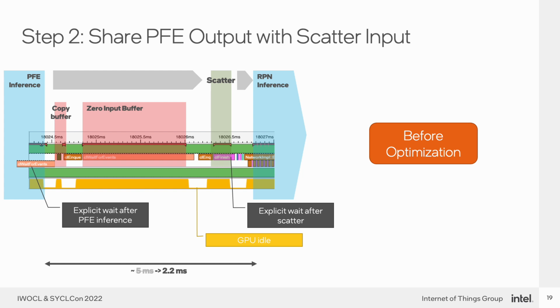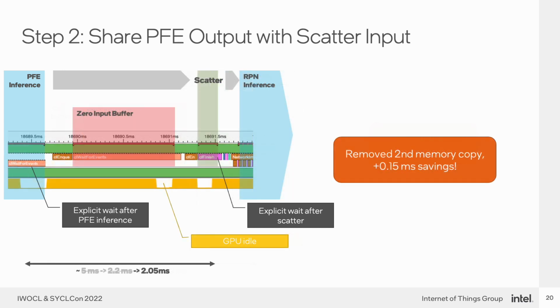And let's see what that does. Here's the before with the red copy buffer block after inference on the left. And here's the after. The copy block is gone and we saved another 150 nanoseconds. We did well so far, but can we do better? There's still quite a bit of idle time on the GPU timeline. Remember, that's due to explicit waits on the application thread.